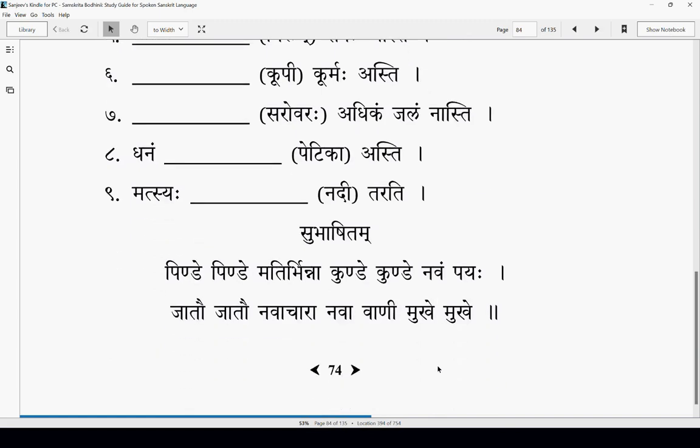Subhashitam. Shubhashri Bhagini, to read the Subhashitam. Pinde pinde matirbhinna, kunde kunde navam payah, jatau jatau navacharah, nava vani mukhe mukhe.